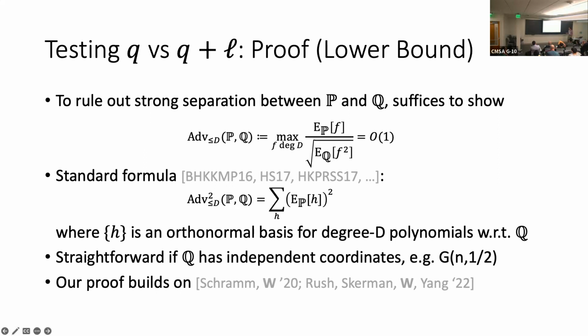I won't get into too much of the details here, but this paper with Cindy Rush, Fiona Skerman and Dana Yang was the first instance of low degree testing between two different planted distributions. The main idea in the proof comes from this earlier paper with Schramm. The trick involves doing some kind of Jensen's inequality only to the signal part, but not the noise, to bound this bottom here. So can you say more about that?